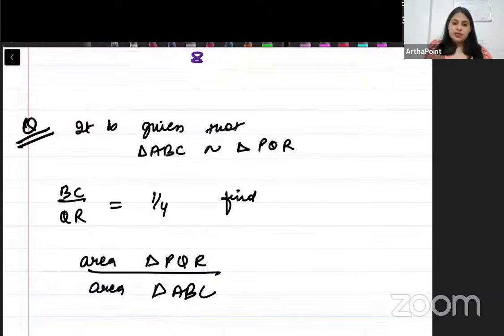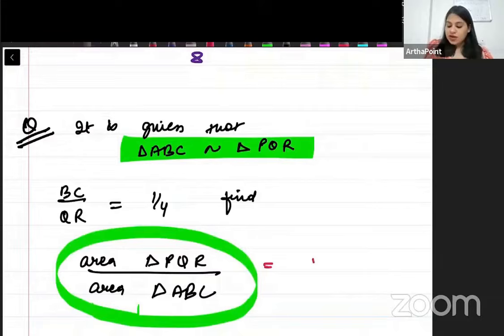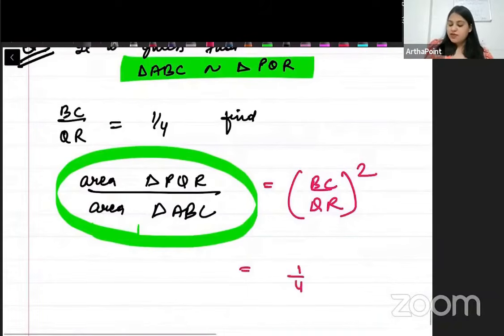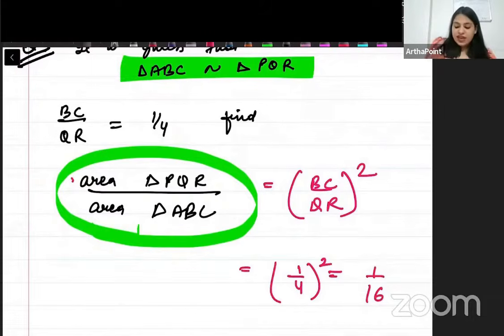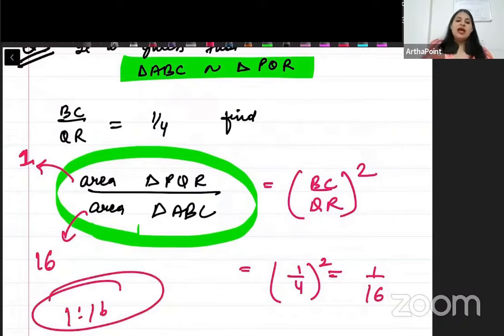So now just think about this, beta. When triangles are similar to each other, what is the property? The ratio of the areas will be the square of the ratio of the sides. So the ratio of sides is 1/4. Its square will be 1/16. So if the area of this triangle is 1, this area will be 16. The ratio will be 1:16. And that's the answer to this question.